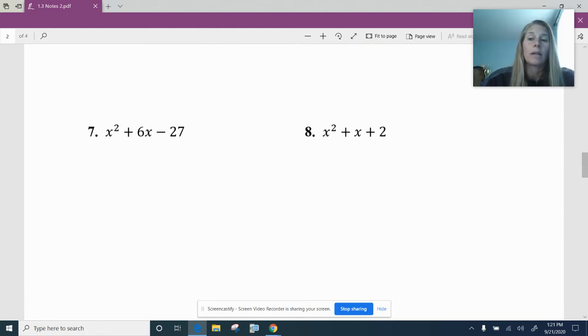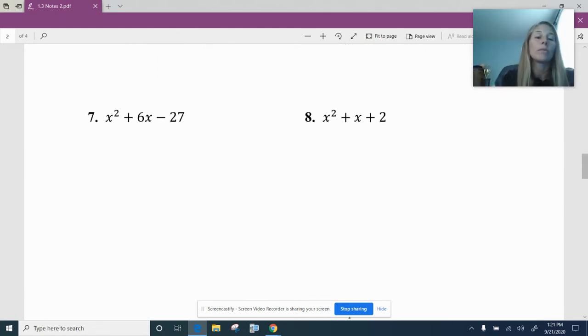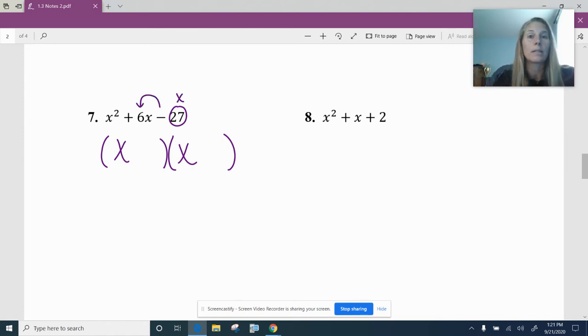All right, and then the last two of these simple factoring problems. So number 7, again, there is no GCF. So I'm going to go right to x and x. What numbers multiply to 27 and subtract to get 6? Well, 9 minus 3 is 6, and 9 times 3 is 27, so that combination should work. Well, if this is a positive 6, then the 9 needs to be positive and the 3 needs to be negative. And just double checking, 9 minus 3 is positive 6. 9 times negative 3 is negative 27, so that works.